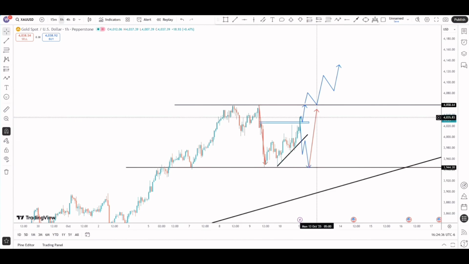But the overall bias for gold is bullish, and that is the only opportunity that I'll advise you to be looking out for: buy trades, unless the bias changes at a certain point. So this has been my analysis for gold for the upcoming week.